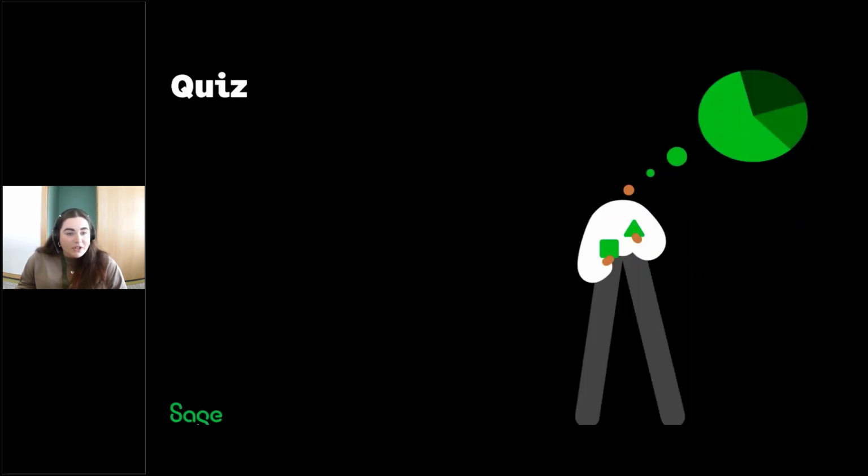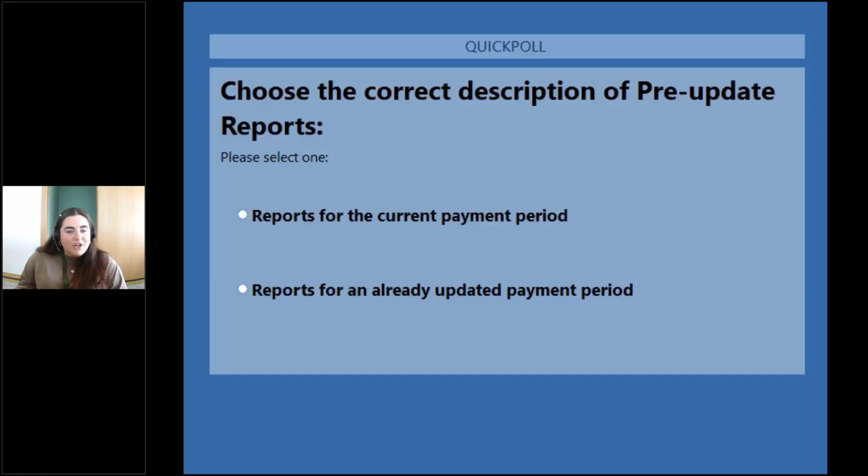And last question for the quiz is not really a question, but choose the correct description of pre-update reports. So choose the correct description of pre-update reports. Are they reports for the current payment period? Or are they reports for an already updated payment period?